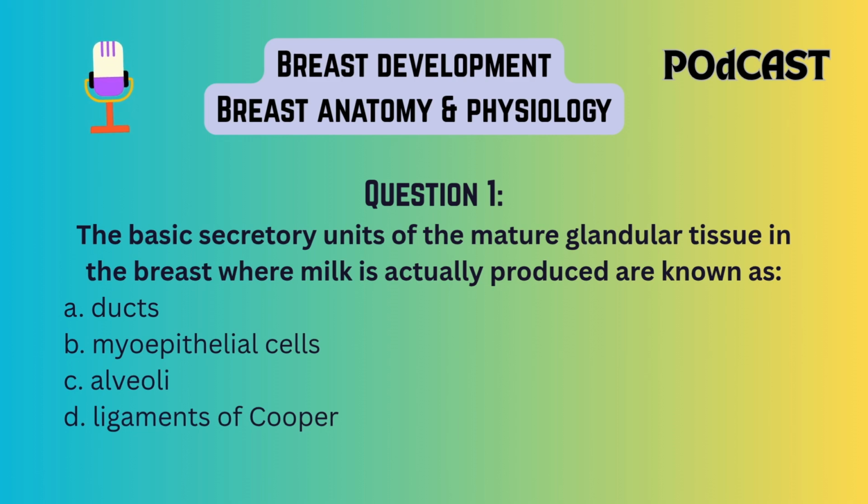Okay, the correct answer here is C, alveoli. Remember, we described the alveoli as those tiny grape-like clusters. They are the fundamental sites of milk synthesis. Ducts, A, are the transport tubes, myoepithelial cells, B, are the squeezer cells around the alveoli, and Cooper's ligaments, D, provide structural support. So C is the milk factory.